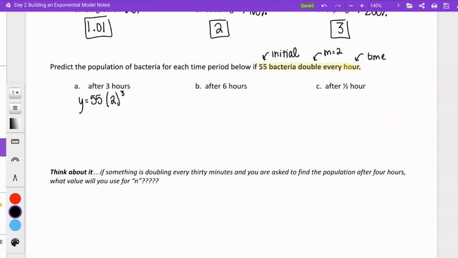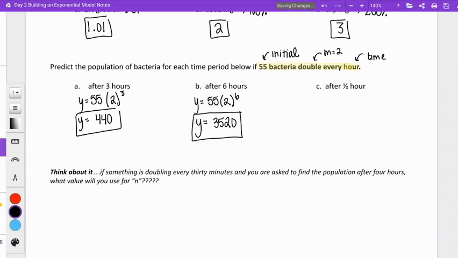Now, all of you have the ability to type in a tab of Desmos or use your calculator, and that's sitting next to you in class maybe right now. But you want to make sure that you put parentheses in this because we want to make sure that we cube the number 2 and not cube 55 times 2. There's a really big difference. So we type this into our calculator. We end up getting 440. Okay, what would happen after 6 hours? Y equals 55 times 2 raised to the 6th power. Y equals 3,520.